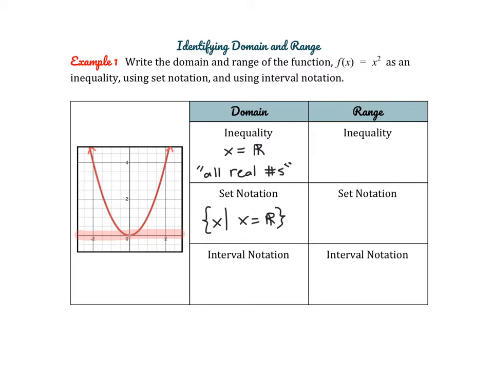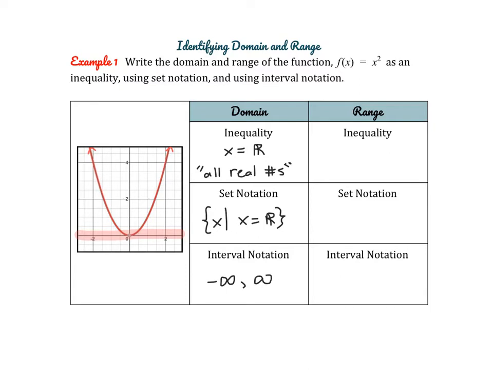Now, for interval notation, it looks a little different. For interval notation, remember, we always have to set a lower boundary and an upper boundary. So in this case, since it's going to the left forever and ever and ever, the lower boundary is actually going to be negative infinity. Negative infinity, we can think of as the smallest possible quote unquote number, although it's not really a number. And since our graph is continuing to the right forever, our largest or upper boundary would be positive infinity.